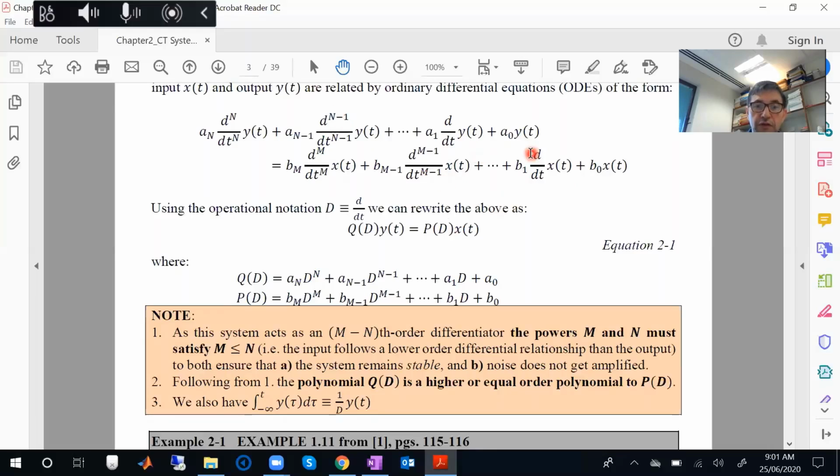There are various reasons for that. The main reason here is that if that doesn't hold, the system will technically not be stable. In other words, if you remember our definition of stability, bounded input, bounded output, that will not be the case if M is greater than N. And there's various ways you can show that. I'll leave it to you to explore that from the recommended reading texts, or if you want to Google. But effectively, stability and also noise will not get amplified. Noise also will make the system possibly unstable.